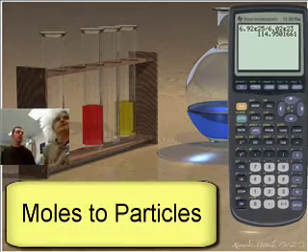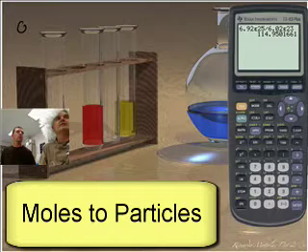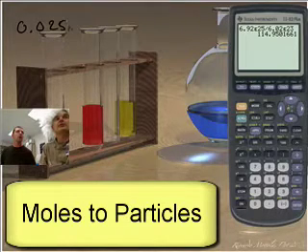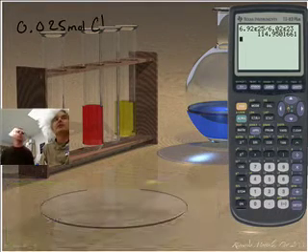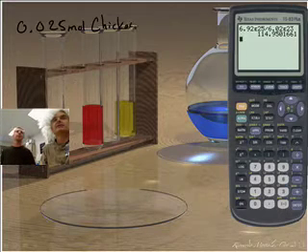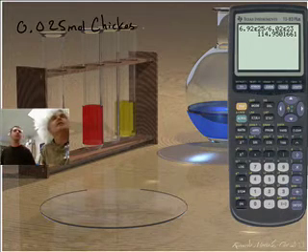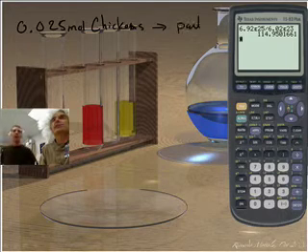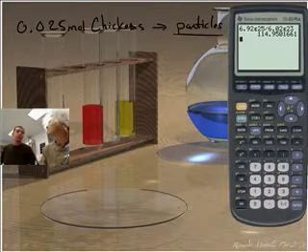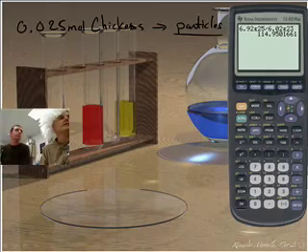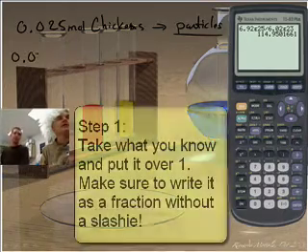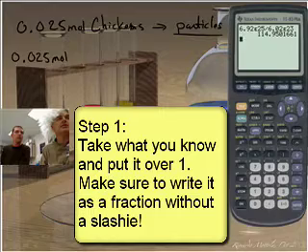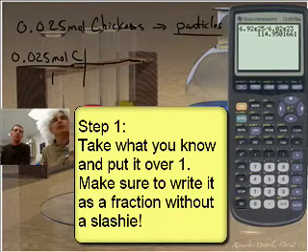Okay, Mr. Sams, what if we had 0.025 moles of chickens? And you're probably thinking, what do chickens have to do with chemistry? Absolutely nothing. But how many particles would there be? It doesn't matter. That would be individual chickens. All right, 0.025 moles of chickens.